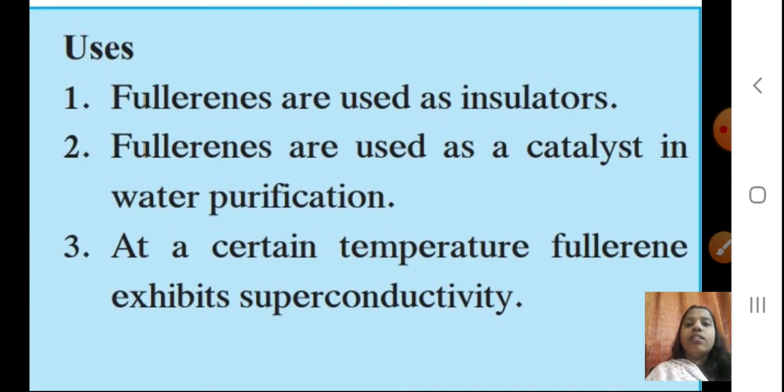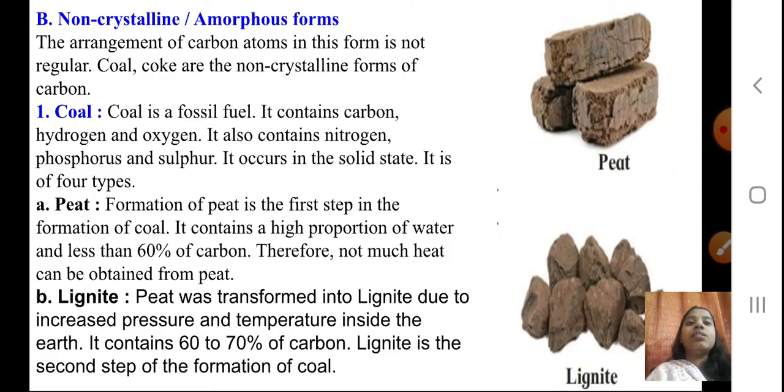Okay students, I hope you understand what fullerene is, the third crystalline form of carbon. Then we have seen its properties and its uses. We'll proceed to the next part now, that is the B part, non-crystalline or amorphous form. Now we have seen the crystalline form. Now we will see the non-crystalline, or we will call it the amorphous form.